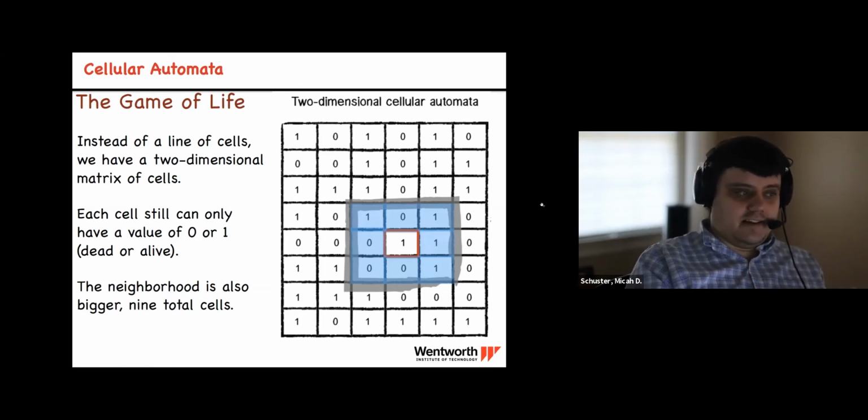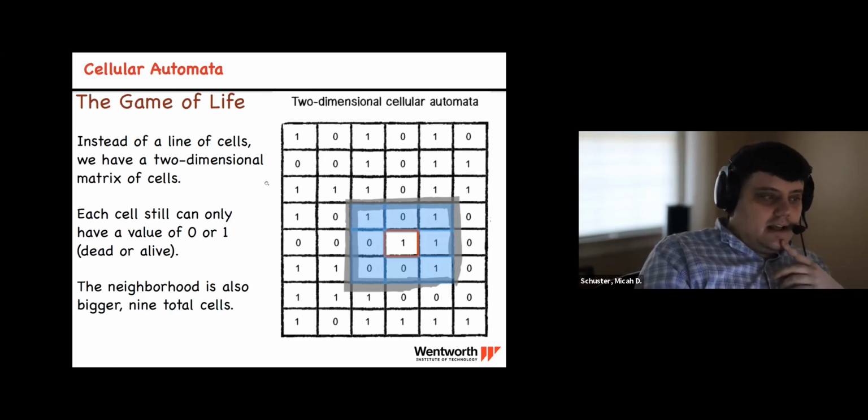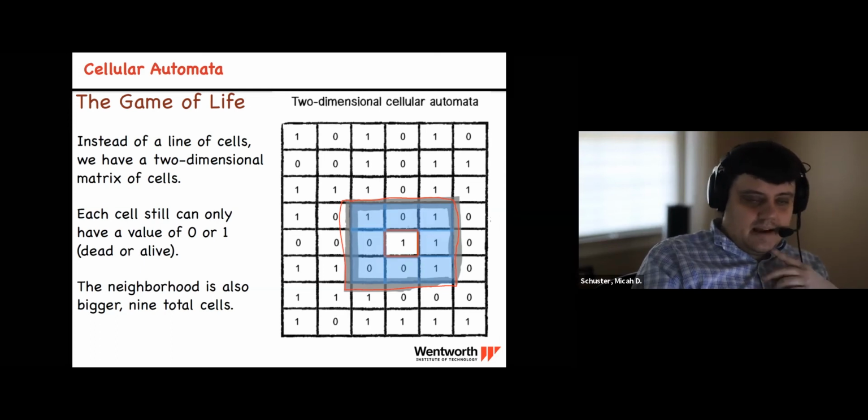So we have a matrix that looks like this. Every cell can still only be 0 or 1, just like we did, but the neighborhood is bigger. That neighborhood, like I said at the beginning of the lecture today, is a 9-cell neighborhood now. So we have the center that we pick, and we have 8 cells around it.